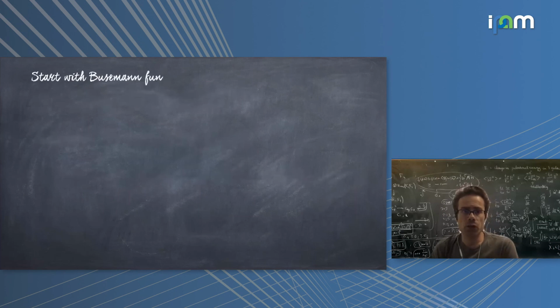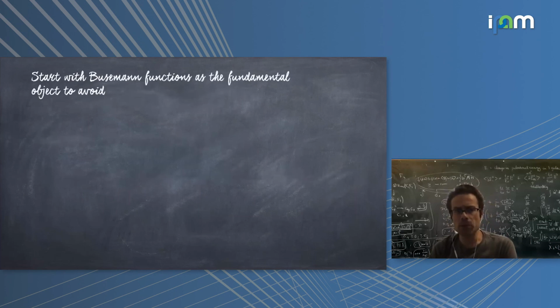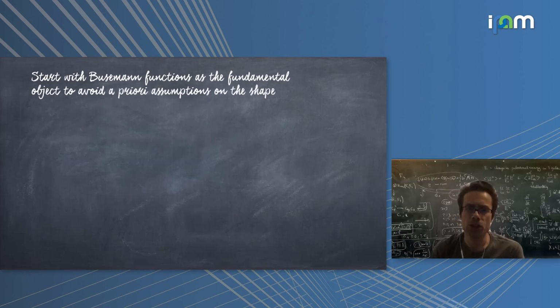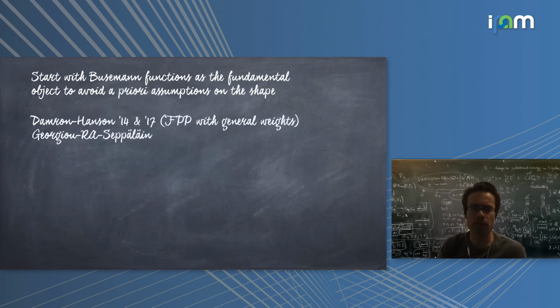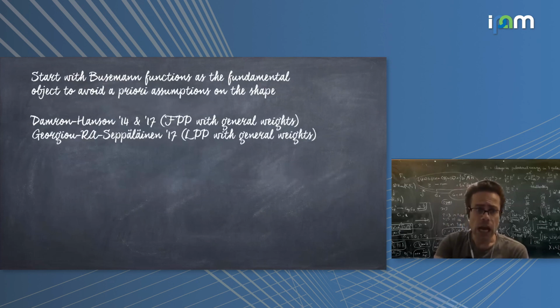And so what we want is actually to not make assumptions a priori on the shape. The way then is to start with the Busemann functions as the fundamental object instead of getting their existence from properties of the geodesic. That approach was taken by Damron and Hanson for standard first passage percolation with general weights, and then by Georgiou, myself, and Timo Seppalainen for last passage percolation, again with general weights. There is no need for the miracles that come from the exponential model in this case.